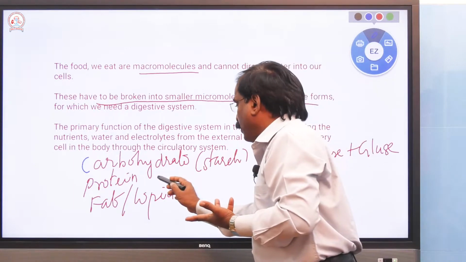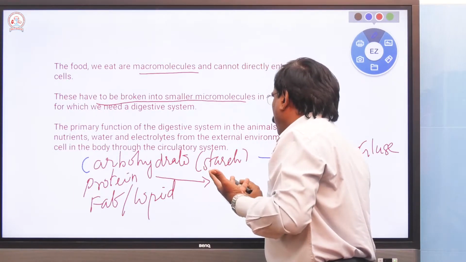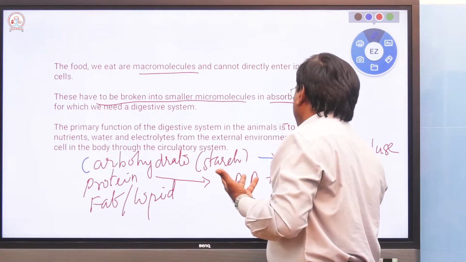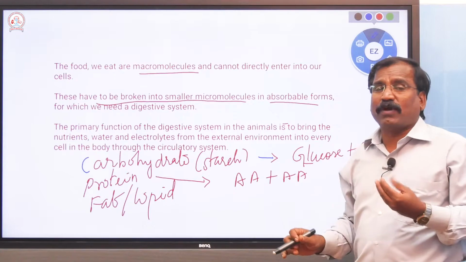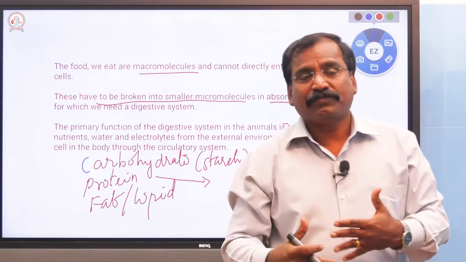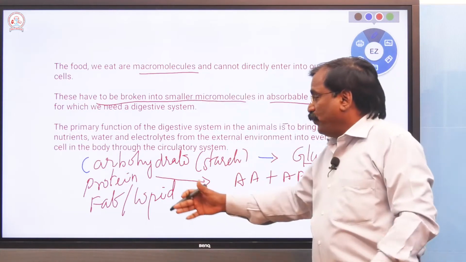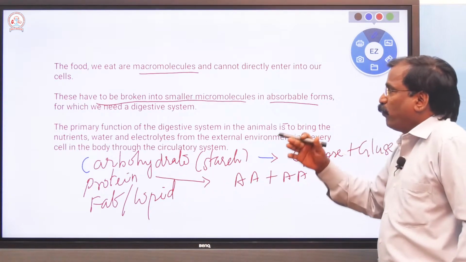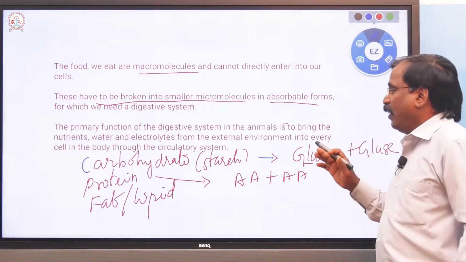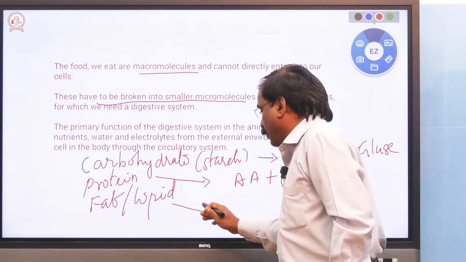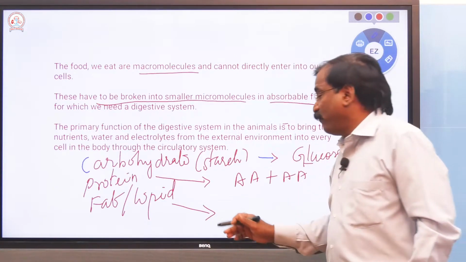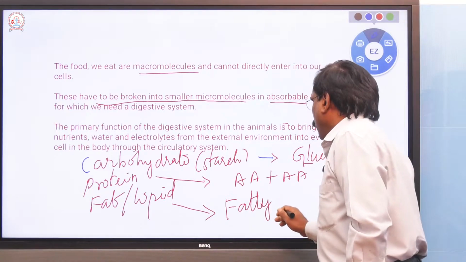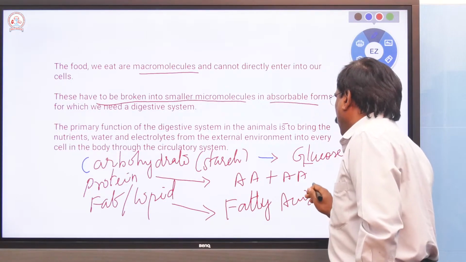Similarly, protein is made up of amino acids, many amino acids. So that is the building blocks of the protein, the amino acids unite and form a protein. So protein is a macromolecule, it should be broken into the amino acids. And fat or lipid is made up of fatty acid and glycerol.